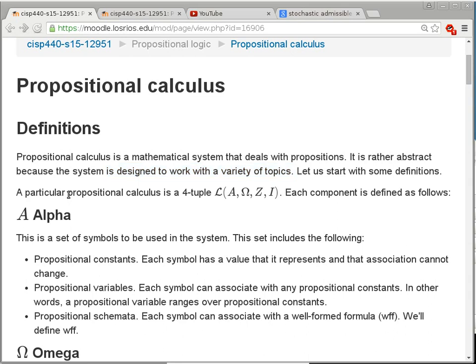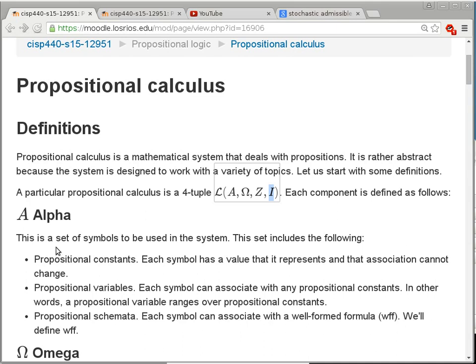When we describe a propositional calculus system, we know that as a 4-tuple, okay? And we'll explain each component. The 4-tuple is, okay, lambda here is referring to the calculus itself. Alpha, omega, zeta, and iota are different components that you will need to specify when you deal with a particular propositional system. Okay? And I'll give you plenty of examples of what these things are.